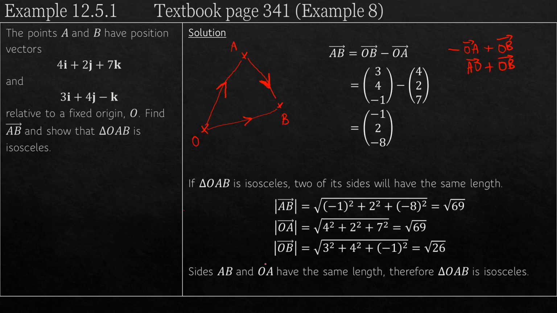Notice I haven't put arrows on these. These are not vectors. I'm just calling these the sides of the triangle. They have the same length. Therefore, the whole triangle is isosceles.